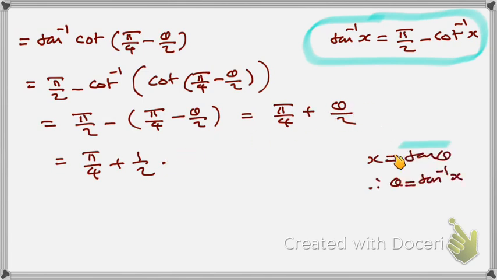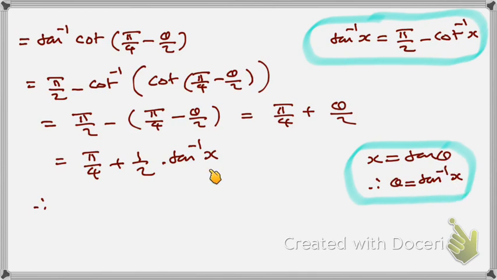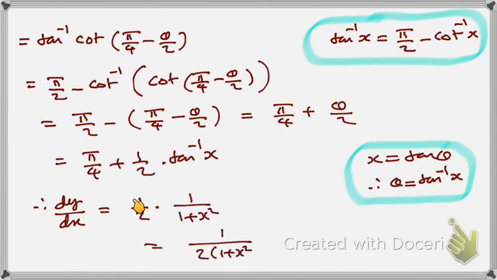What is theta? Our substitution was x is equal to tan theta, which means theta is tan inverse of x. Replace theta by its value, and now I differentiate. Therefore dy by dx would be pi by 4 will go 0. Half is coefficient which will stay there outside, and derivative of tan inverse of x is 1 by 1 plus x square, which is your answer. Of course, I multiplied the two denominators together. So 1 into 1 is 1 divided by 2 times 1 plus x square.